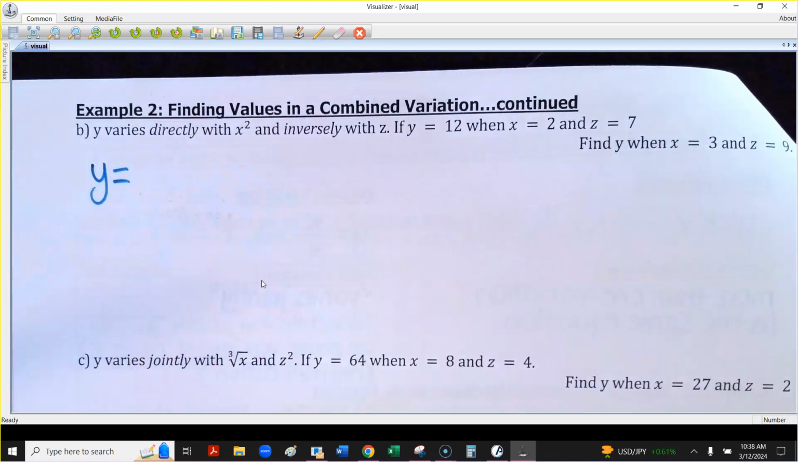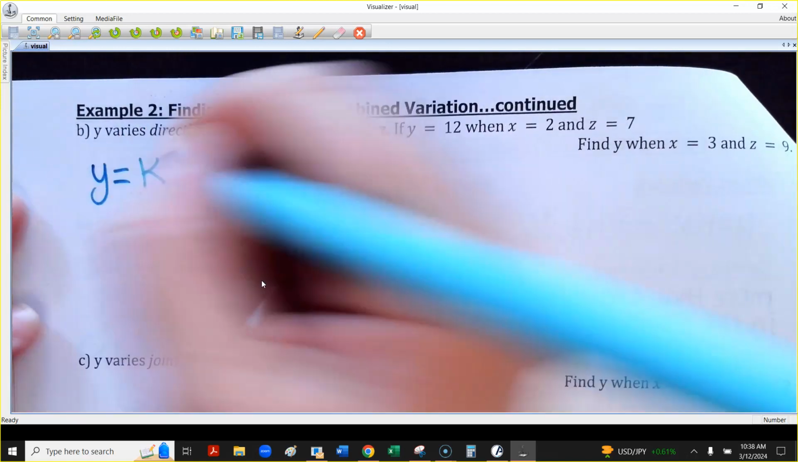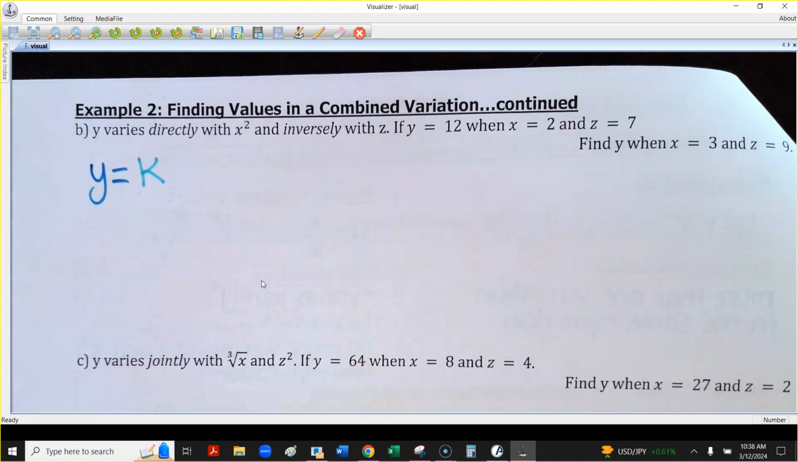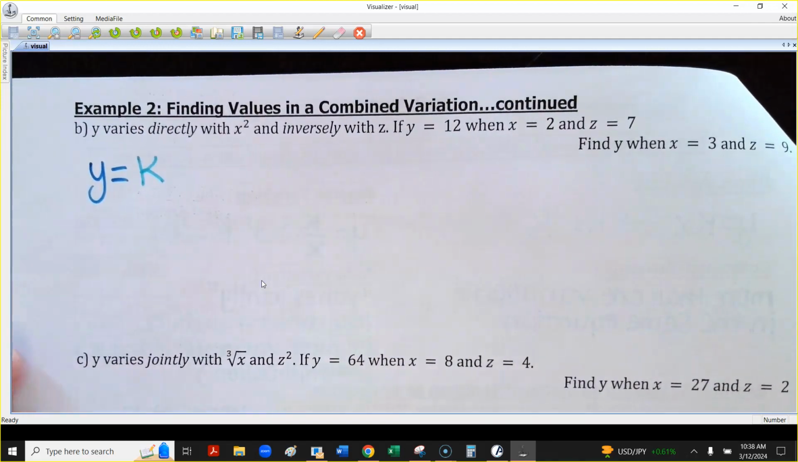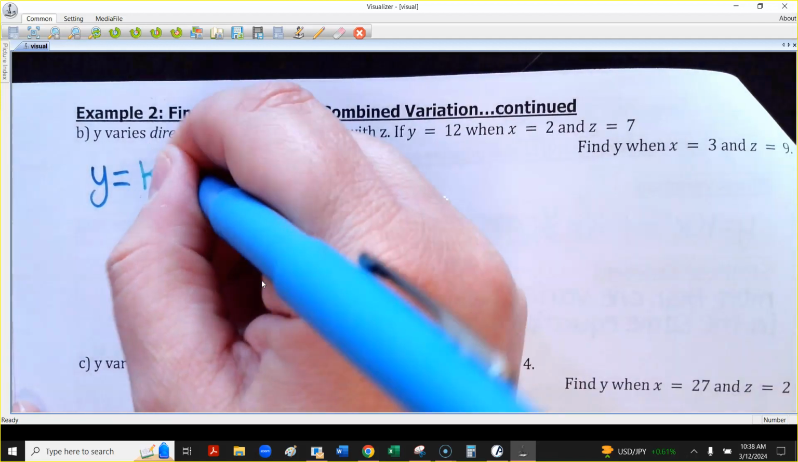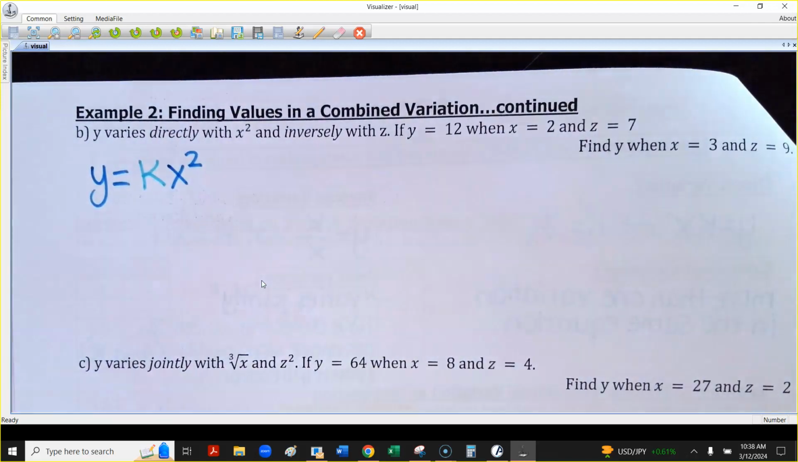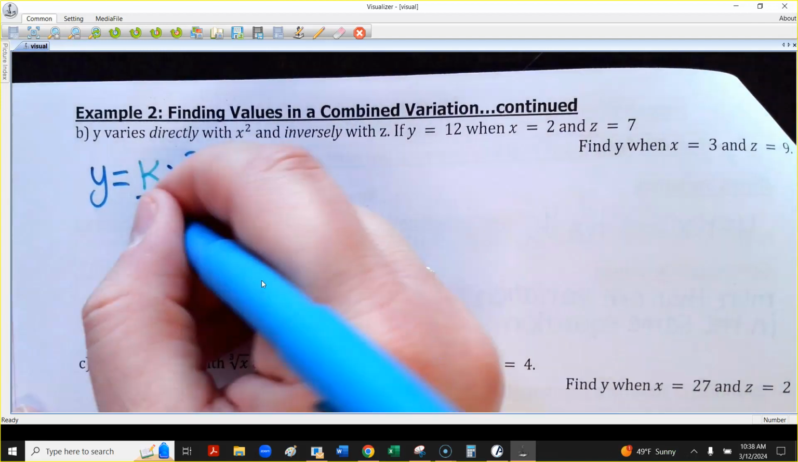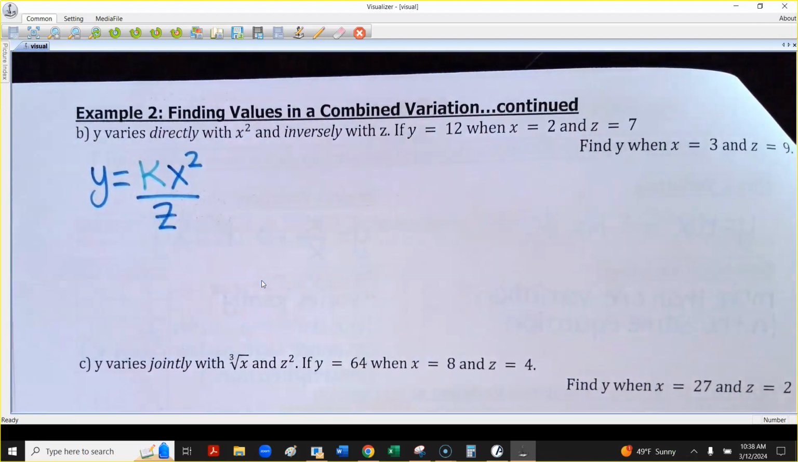So I'm going to write y equals. Now I would just encourage you, immediately after you write the equal sign, just put a k after that, so that way we don't forget. Now this says directly with x squared, so it's just going to be k times the x squared, and inversely is going to dump whatever follows that into the bottom of a fraction. So inversely, I'm going to turn into a fraction with z. So there would be my general form for that.